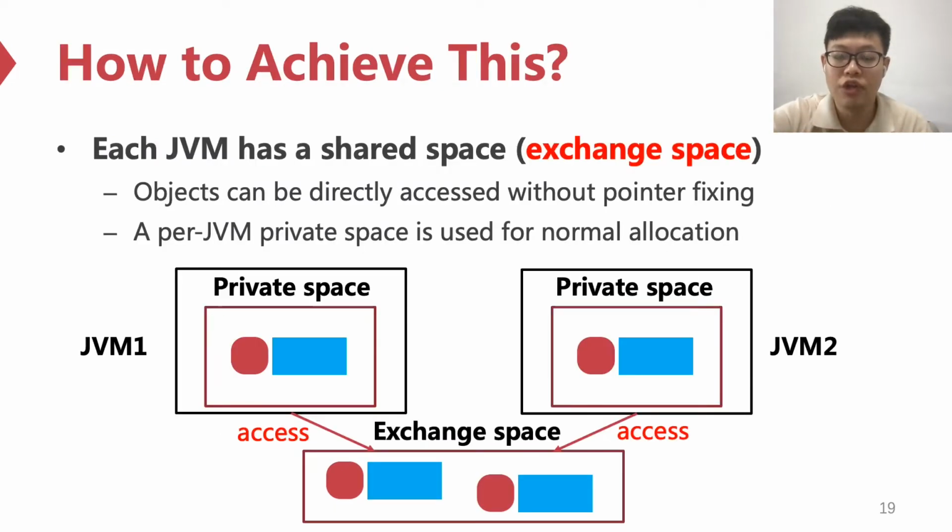So, how to achieve the ZCOT mechanism? First, we require that each JVM has a shared space. We call it the exchange space. It is only used for communication among JVMs.